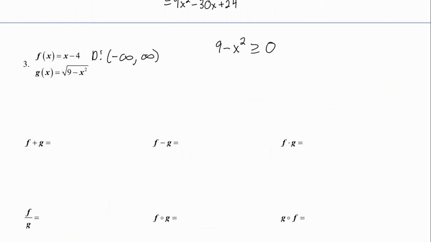So we would need to factor that. So this we would factor by difference of squares. So the square root of the first number is 3, and the square root of x squared is x.